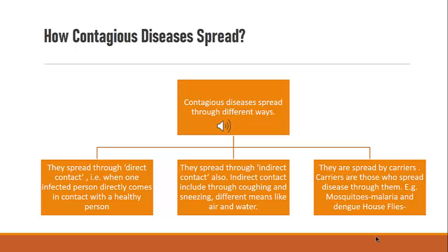How can these diseases spread directly? When the infected person comes in contact with a healthy person, the infected person transfers the disease to the healthy person. Indirectly, they spread by the coughing and sneezing of the infected person. A healthy person can also get the disease through vectors, like mosquitoes spreading malaria. So a mosquito is a vector. A vector is the organism which is the reason for the spread of the disease.